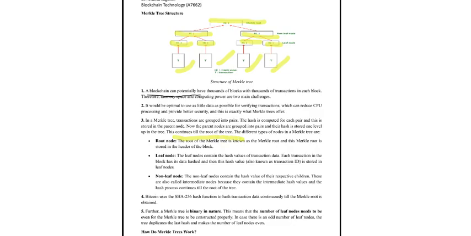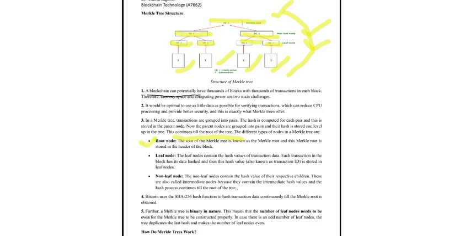The different types of nodes of a Merkle tree are root node, leaf node, non-leaf node. See, already we have discussed with the diagram. We have the following things. We have the Merkle root, that is the root node, and we also have the non-leaf node. And then we have a leaf node. So of the three, the root node of the Merkle tree is known as the Merkle root, and this Merkle root is stored in the header of the block. So that means in the main header, we have this root node.